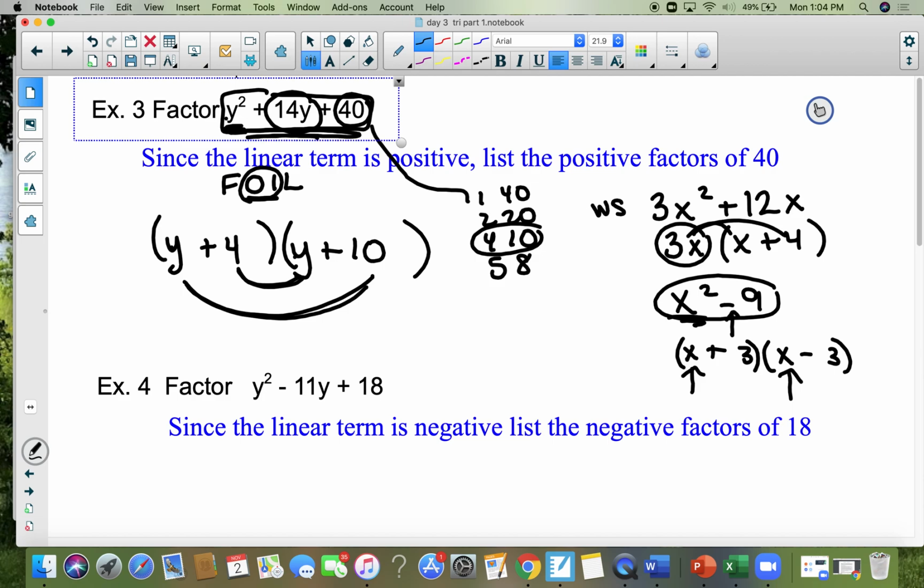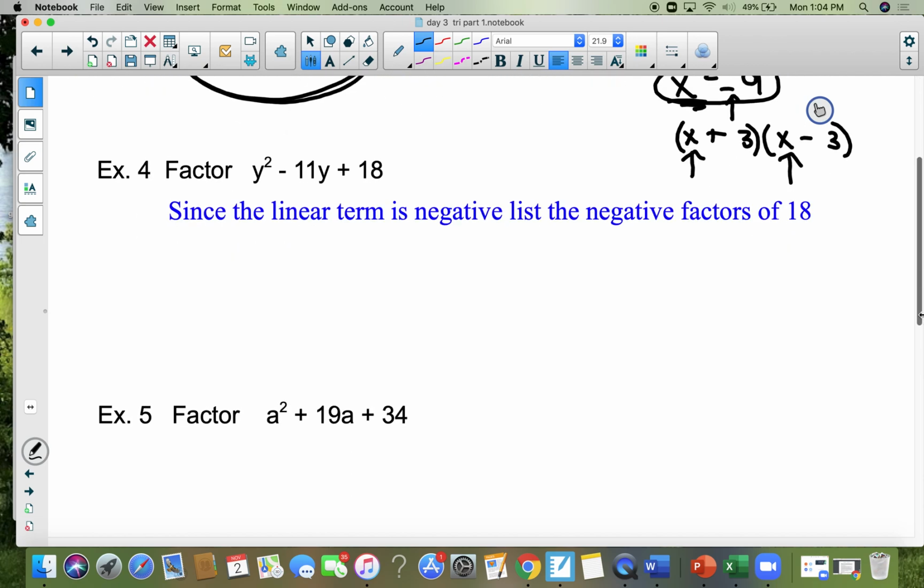Okay, let's do it again. Factor y squared minus 11y plus 18. Again, you're going to put two sets of parentheses. There is no greatest common factor. You're going to put a y here and a y here. Factors of 18 are 1 and 18, 2 and 9, and 3 and 6.